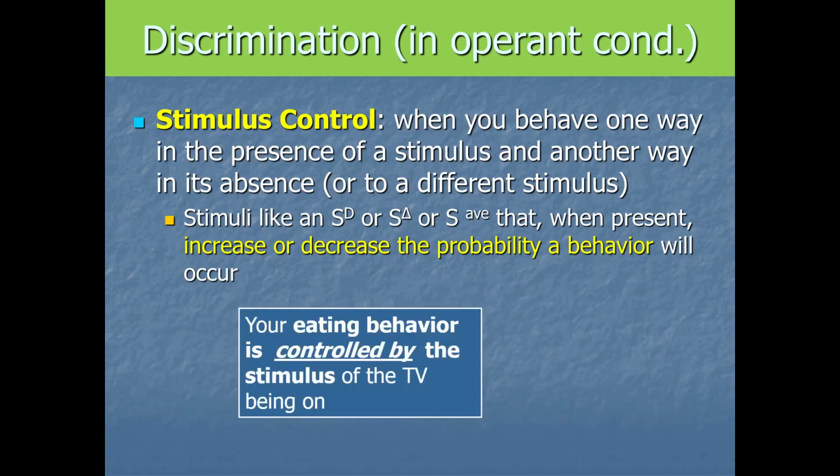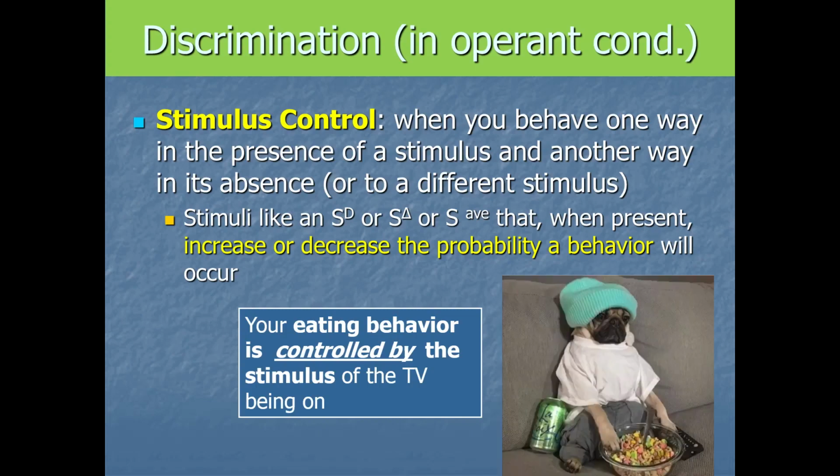Or another example might be if you always eat when watching TV, like that's a habit for you. Your eating behavior is controlled by the stimulus of the TV being on, then we'd say the TV being on is an SD. It's a discriminative stimulus for eating behavior. It sets the occasion. It makes eating more likely, just having the TV on in front of you.